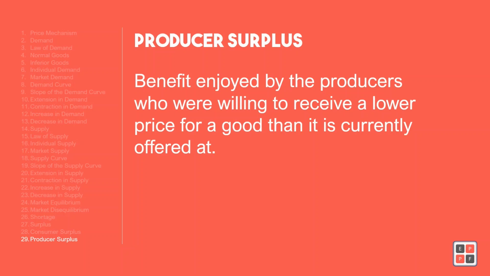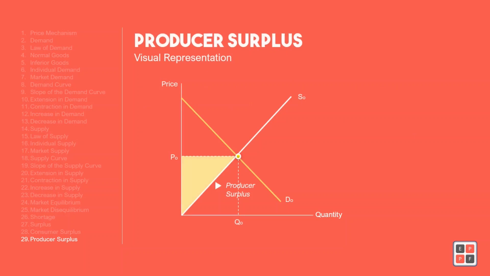Benefit enjoyed by the producer who are willing to receive a lower price for a good than it is currently offered at is known as producer surplus. We can see in the diagram that some producers were willing to supply the product at a price lower than P0, but since they are being offered a price higher, then it's a benefit to them. The producer surplus is marked as the shaded region below the equilibrium price all the way till the end of the supply curve.